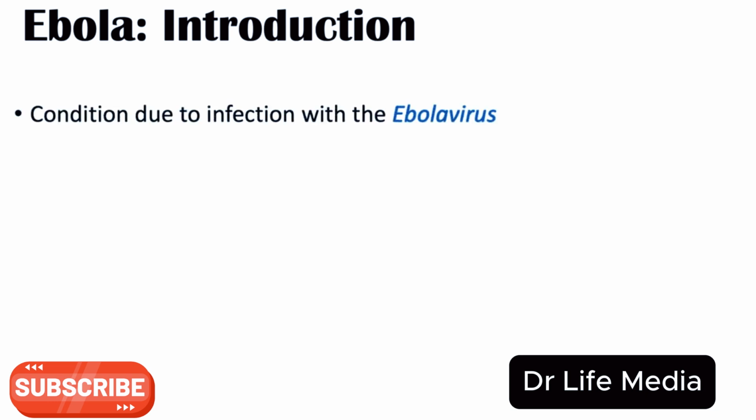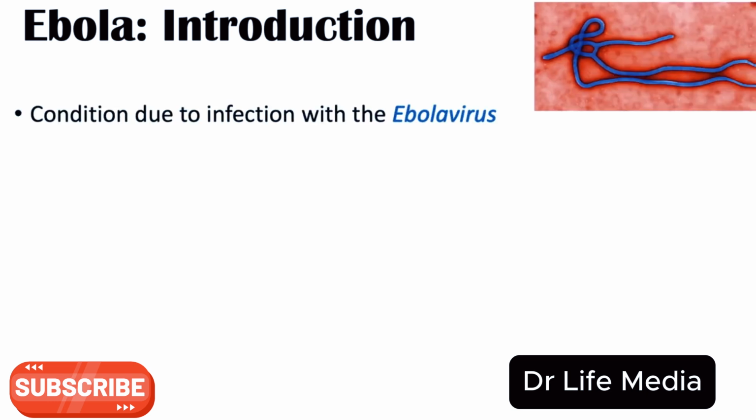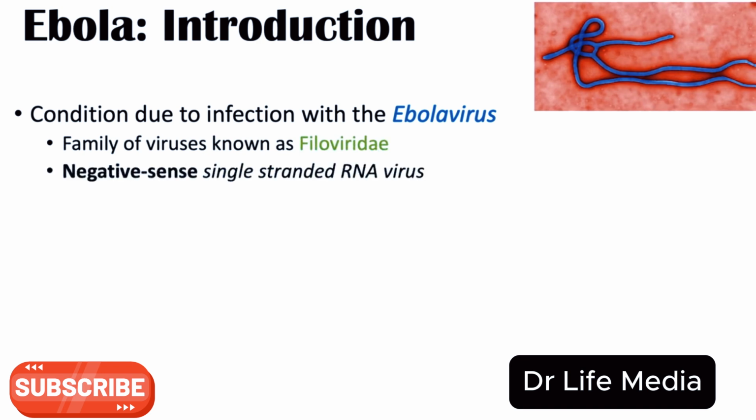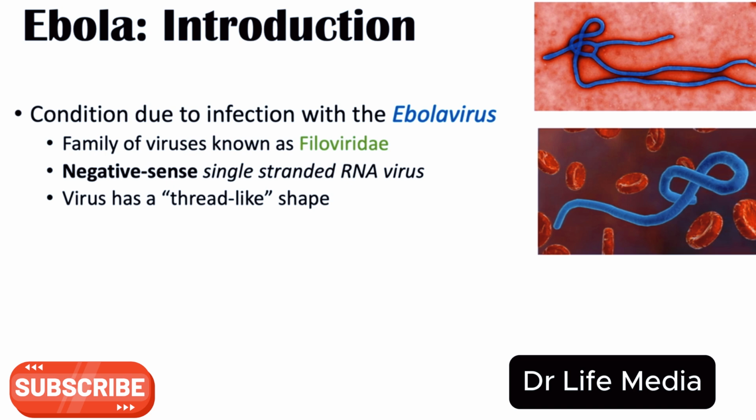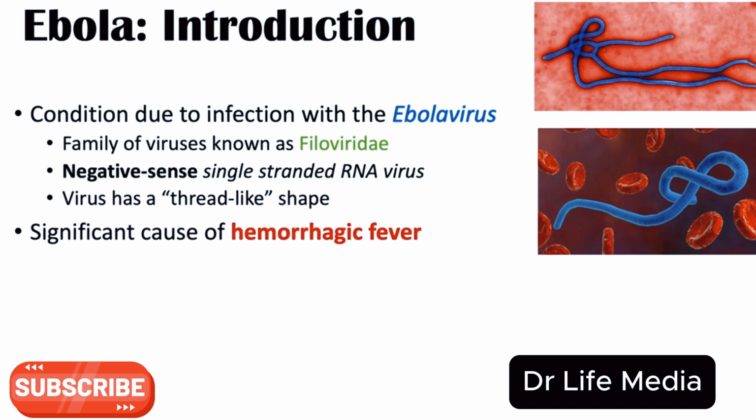So Ebola is a condition due to infection with the Ebola virus. Ebola virus is part of a family of viruses known as Filoviridae. It is a negative sense single-stranded RNA virus, and it has a thread-like shape. So you can see in these images here, it is thread-like in appearance. Now, the important point with regards to Ebola virus is that it is a significant cause of hemorrhagic fever. We're going to get into more specific details on this in the next upcoming slides.